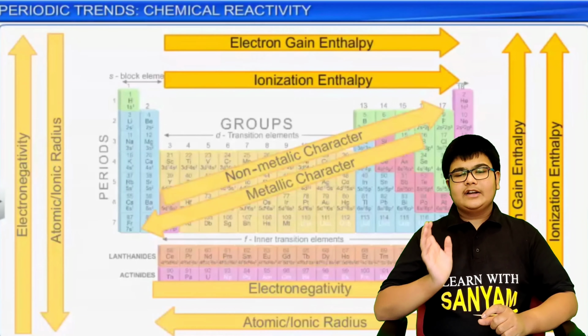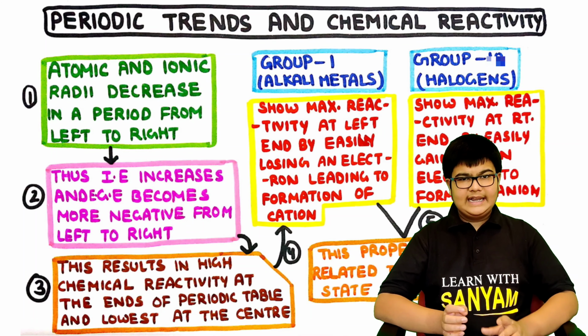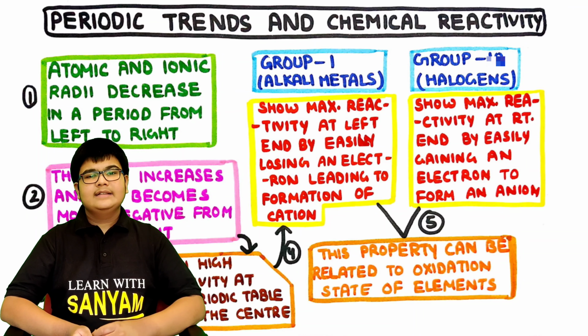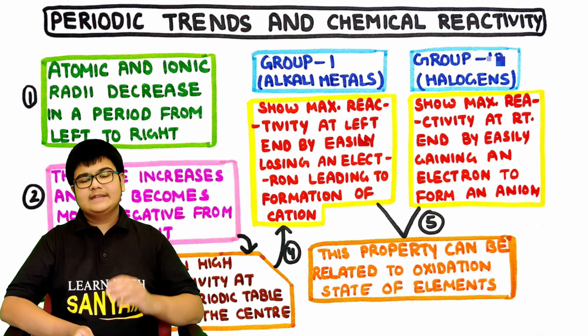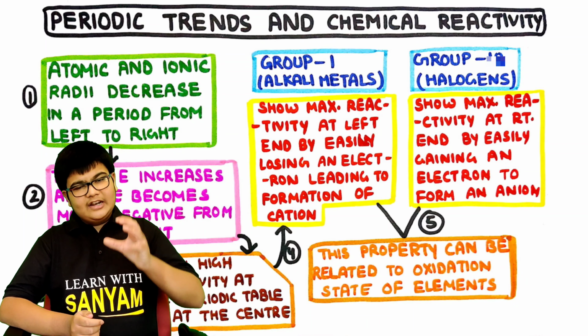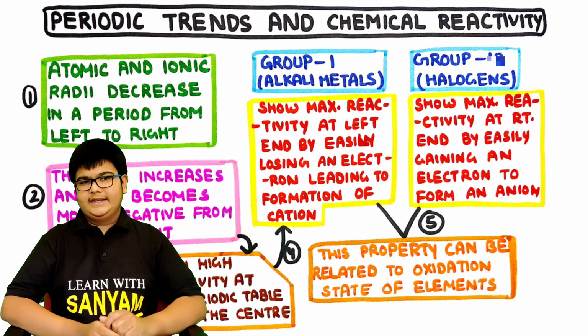As the electron gain enthalpy and ionization enthalpy are more at the ends of the periodic table, the elements at the ends, that are group 1 elements and group 17 elements, are very highly reactive. But the elements in the middle of the periodic table have very low reactivity.